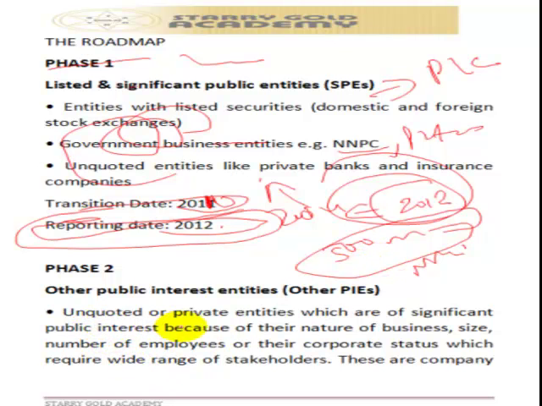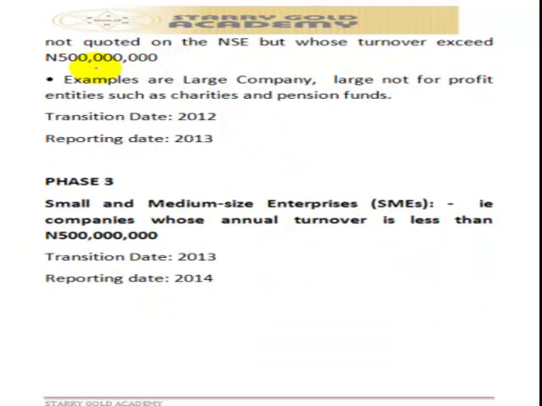Phase 2. Then all unquoted or private entities which have significant public interest because of their nature and size. The size is known by the turnover, that is above 500 million naira, the number of employees, or companies which require a wide range of stakeholders. The main thing is that they must have turnover in excess of 500 million naira or net assets above 200 million naira. So those companies are under phase 2. That is, not quoted on the stock exchange, but whose turnover exceeds 500 million naira. Also all NGOs are under phase 2. Their transition date is 2012, while their reporting date is 2013 for all these companies under phase 2.